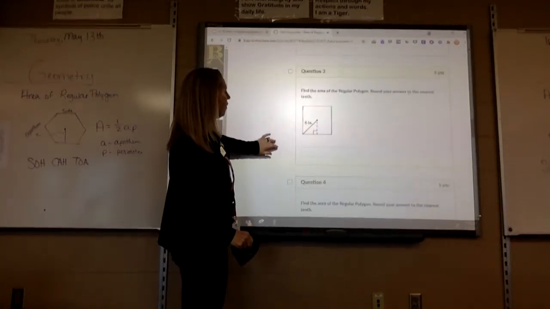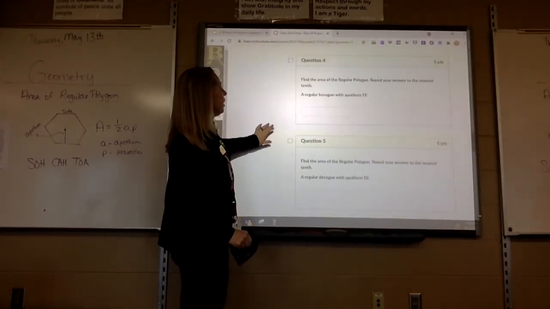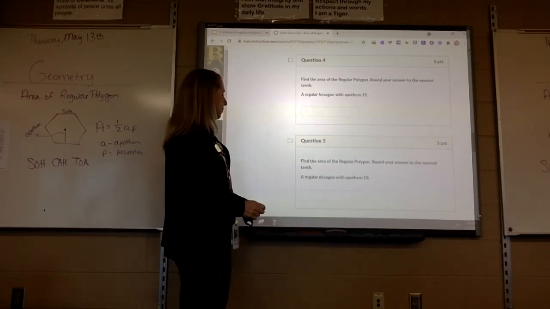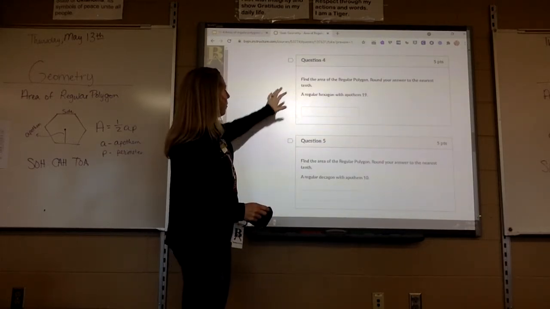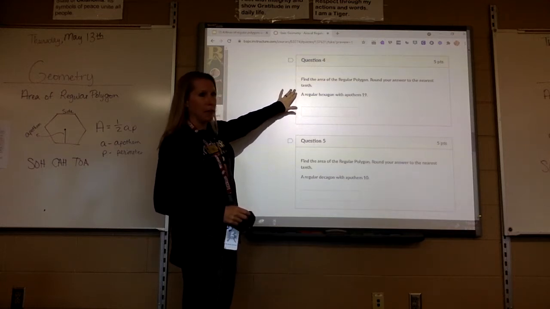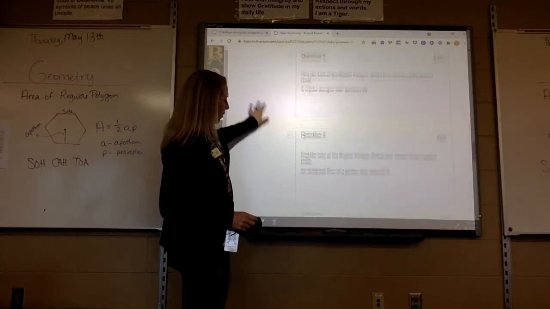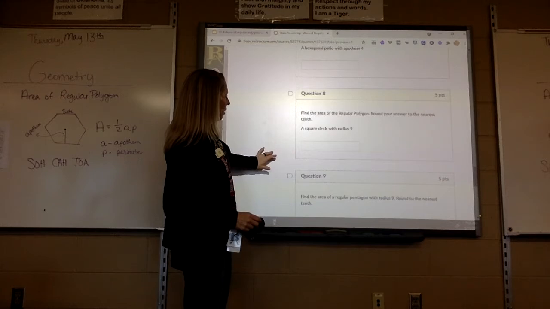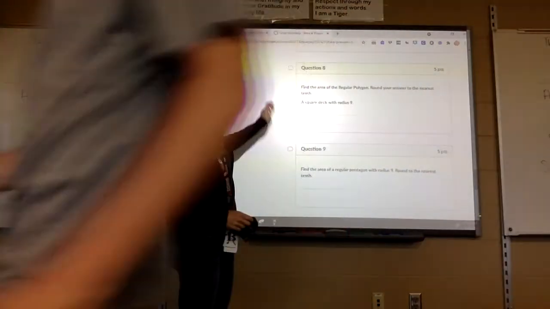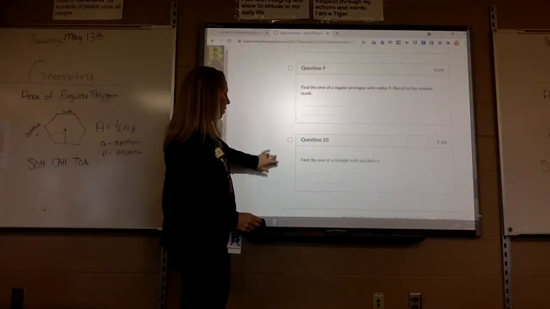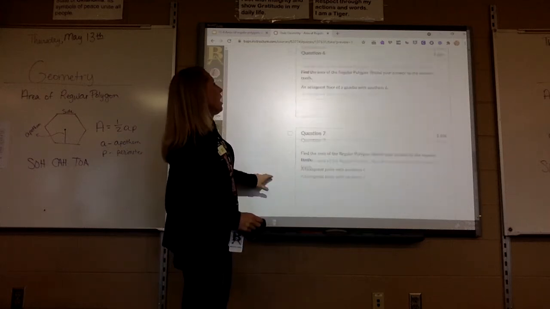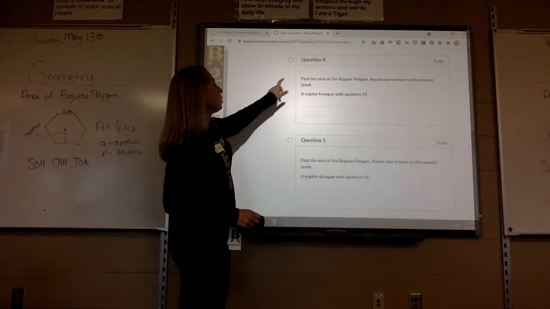Okay, so let's do number 4 together. Number 4 gives us the apothem. Number 5, the apothem. 6, 7, 8 gives us a radius, so we can do like 8 also. And then 10 is the apothem. Okay, so let's do number 4.